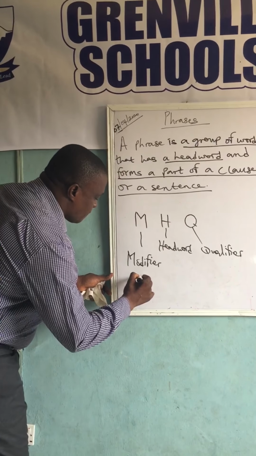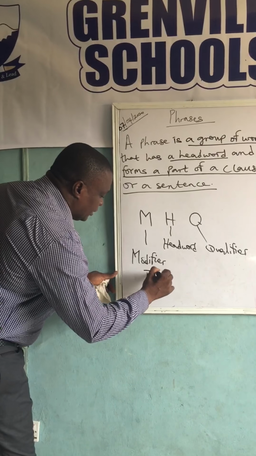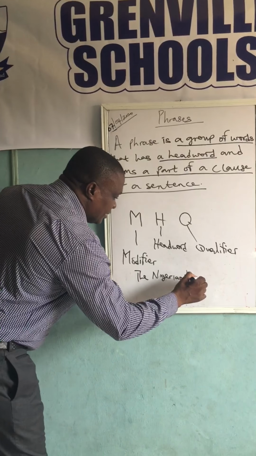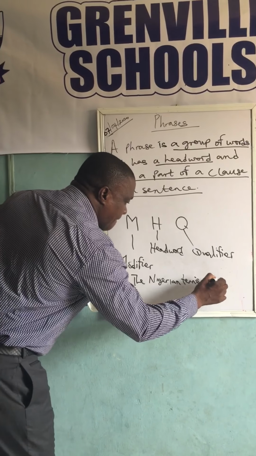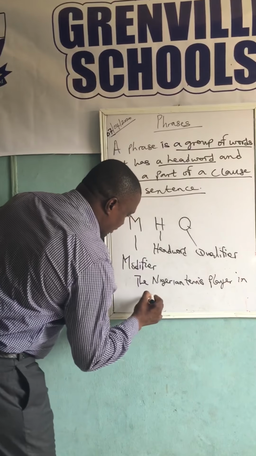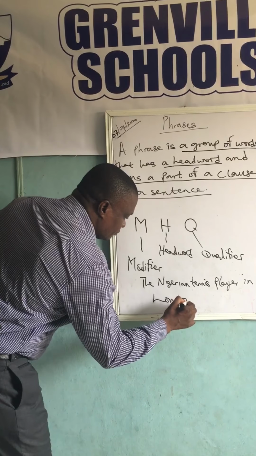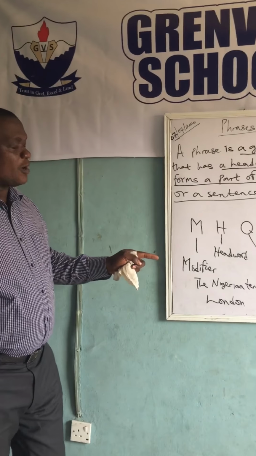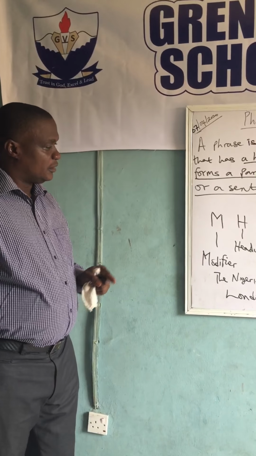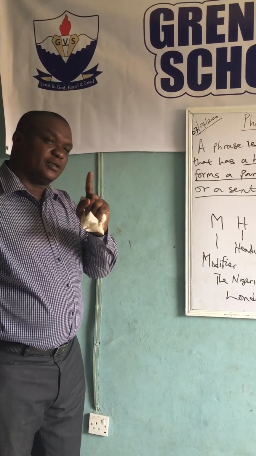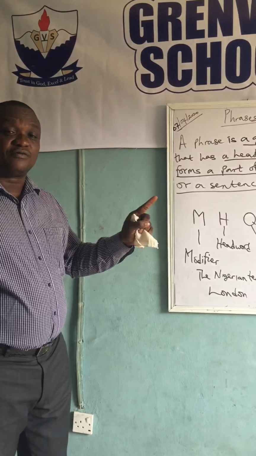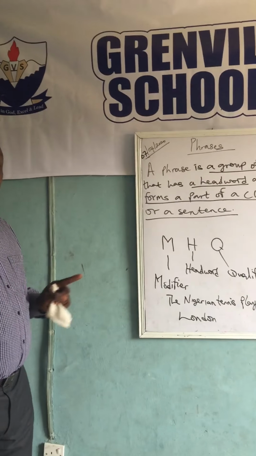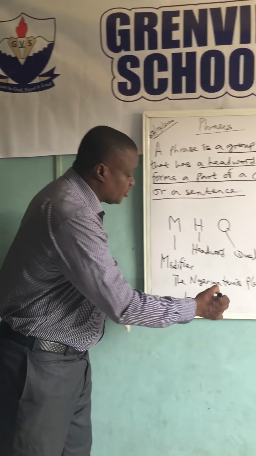Now let's say, the Nigerian tennis player in London. Now, if we look at this phrase, the head word is that particular word that when you remove and read the rest might be meaningless. That word in this phrase is the word player.